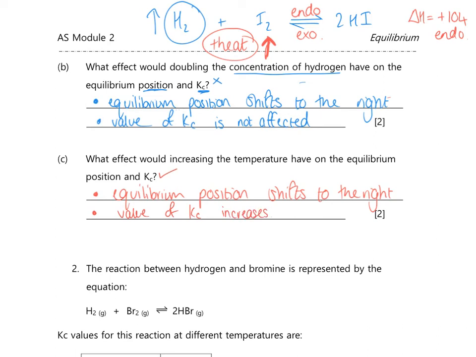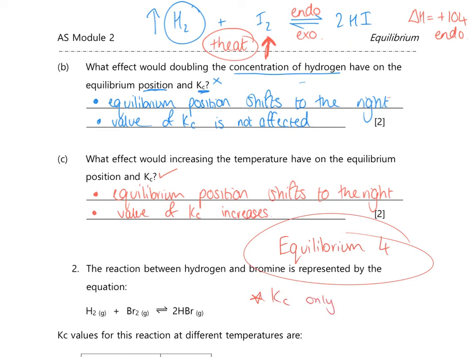At this point, you should have a go at the questions in your booklet that are entitled Equilibrium 4. That covers the effect of changes in conditions on your equilibrium position and the value of Kc. Big thing to remember, the value of Kc is only affected by temperature. The position will be affected by concentration, temperature and pressure, but the value of Kc is only affected by temperature. So have a go at the Equilibrium 4 questions now before we move on to the last section of this topic.